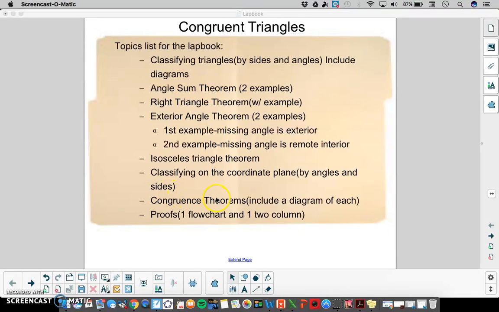The congruence theorems: your SSS, SAS, ASA, AAS, HA, LA, HL, and LL. You need to have all 8 and include a diagram of each. And then you need to have two proofs, one flowchart, one 2-column, to prove either parts are congruent using CPCTC, or just proving triangles congruent using one of your theorems. You can use examples that we've used in class, or you can come up with your own.